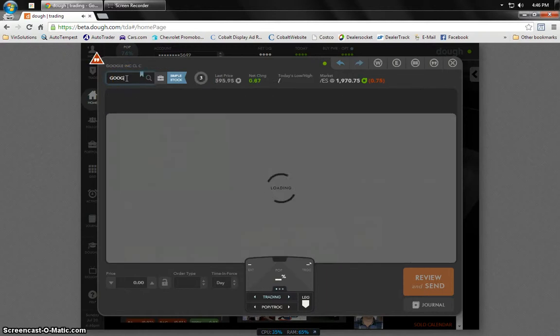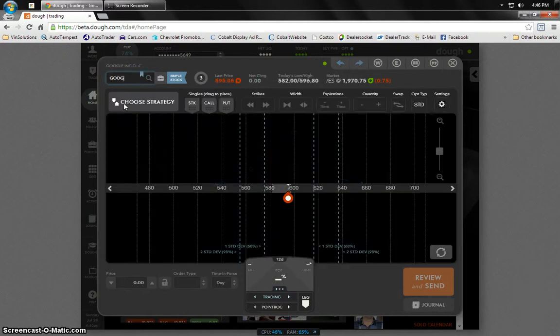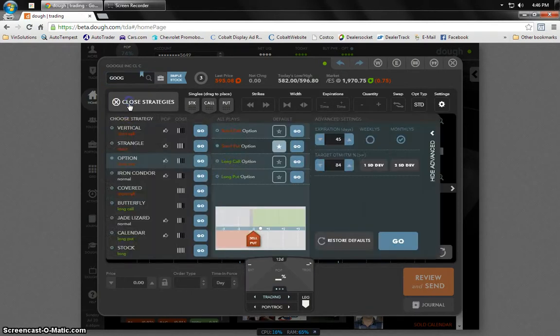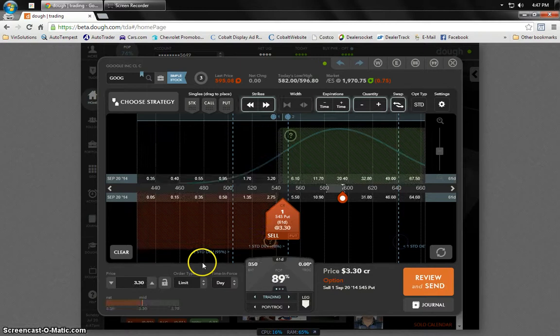GOOG, hit enter. Alright, you're going to go, and where do we sell a put? One standard deviation below the current price, or that's called one standard deviation out of the money. Click on choose strategy, click on option, short put option, make sure this is 45 days, click on one standard deviation, hit go. Look what happens.